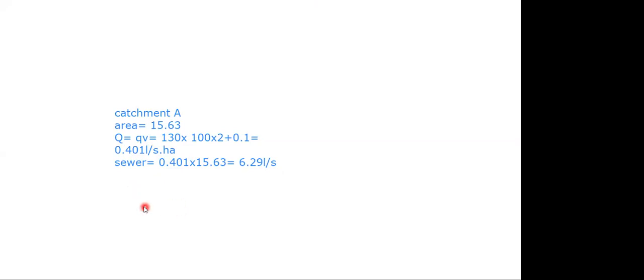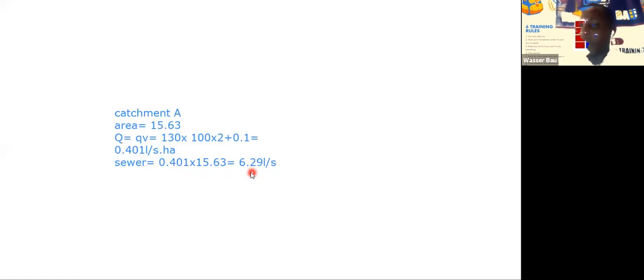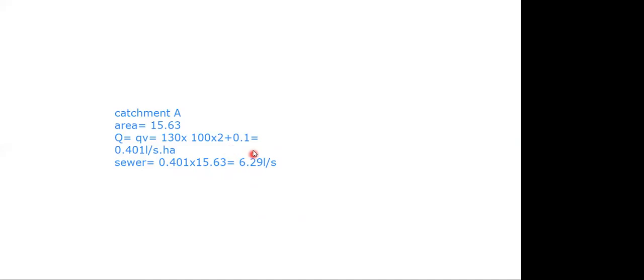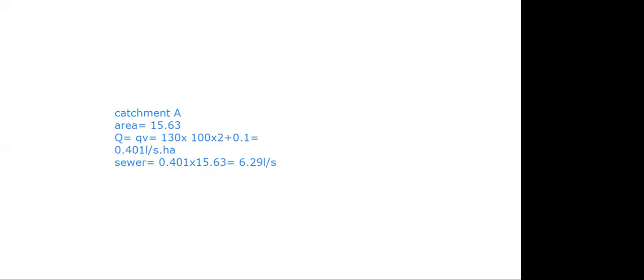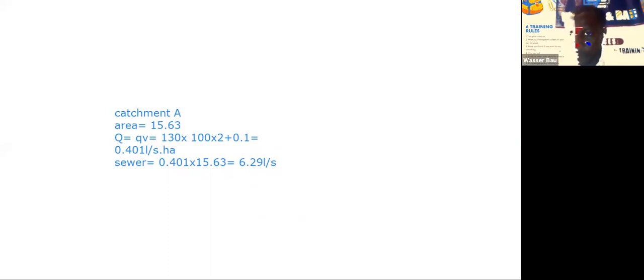So now this becomes the discharge coming for the sewer line. With this, if you want to size the sewer, all you need to do is go to your chart. And the sewer is PVC pipe. So I'll go to my chart for PVC. The slope is given in that table. The slope for catchment A is 1/200.